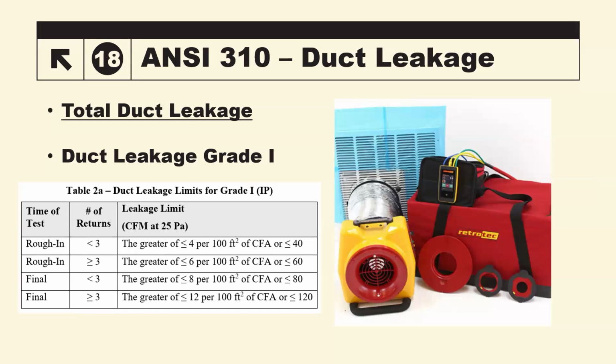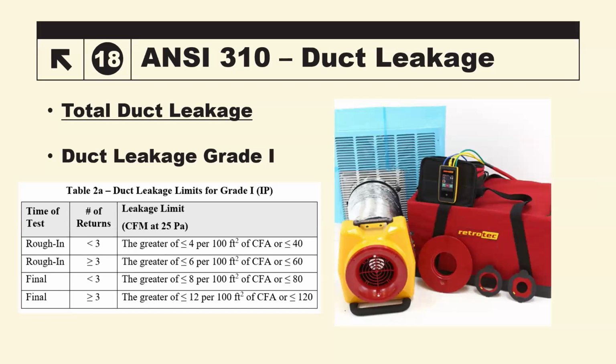But as we see here for grade one on the duct leakage, you can do it at rough-in and or final. And now, if you're not familiar with the 24 code yet, there actually is a table that brings up the number of returns, which changes the testing requirement that's needed for duct leakage. So if you're doing rough-in, it's less than 3 returns, then you're less than or equal to 4 CFM per 100 square feet or 40 CFM total. And then rough-in, if more than 3 returns, it's moved up to 6 or 60.